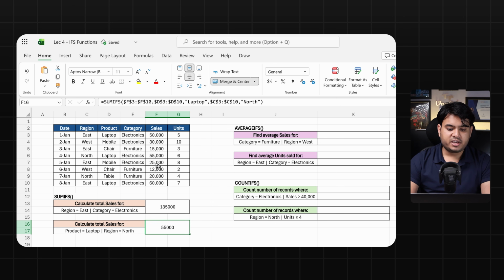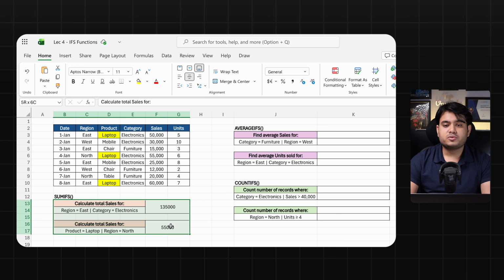You can verify your answer here. We are asking for laptop, so this is the laptop, 1, 2, 3. These three are the products where there is a laptop, and they're asking for north, so this is north. Only 55,000 will be the answer, because only in north is laptop once, and it is showing 55,000. So this is the use of the SUMIFS function.